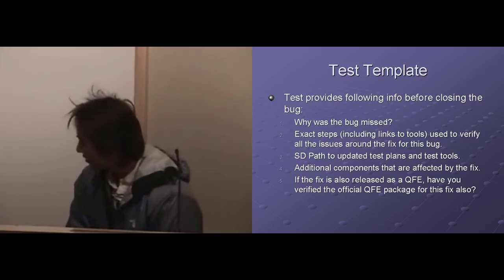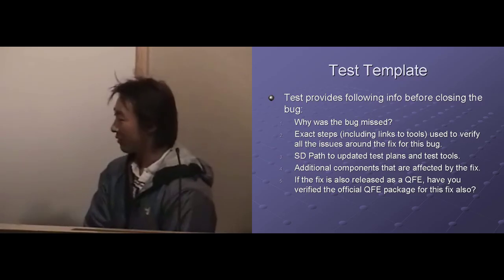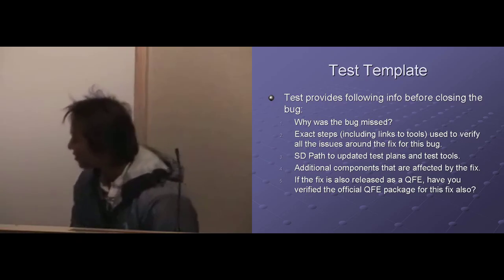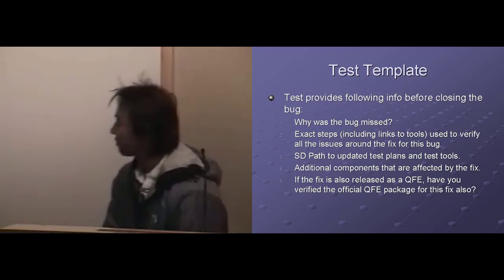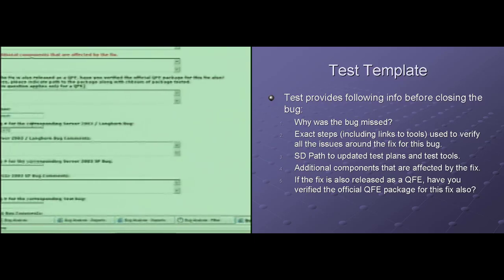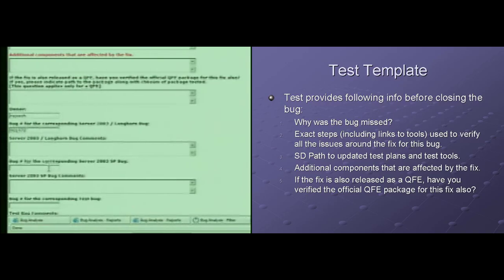And this is the path. This is where you enter the path for the QFE packages. This is a QFE bug. And if a bug has already been created by somebody else in Longhorn or Server 2003 SP, and if you know the bug number already, you can go ahead and fill the bug number in to these places.